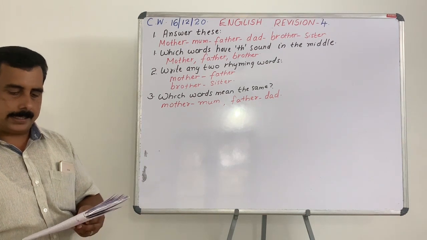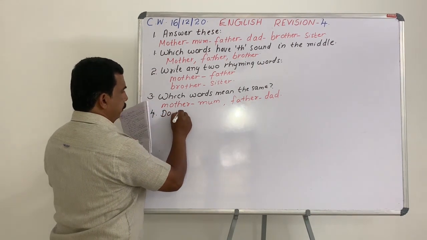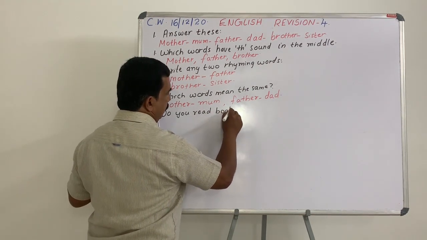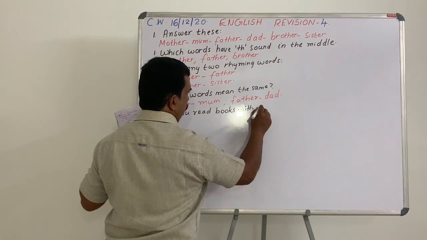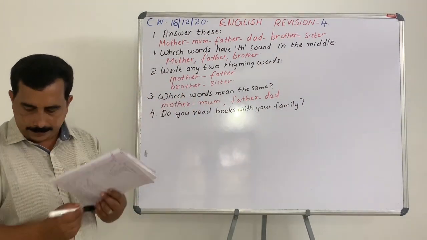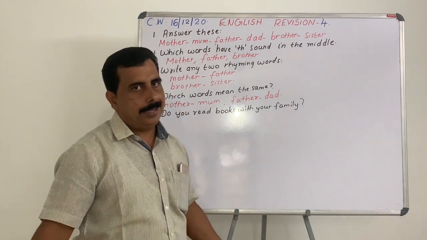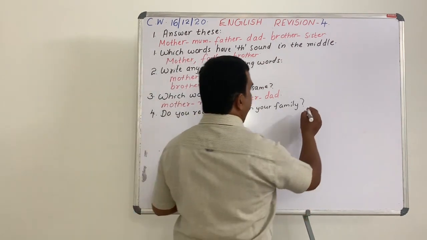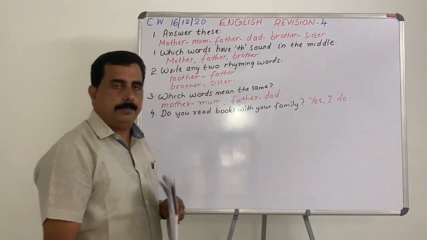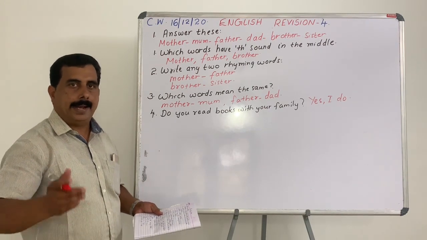Okay, clear, children? Yes. Now next one, easy questions, yes or no type, question number 4. Do you read books with your family? I have very little space, so I'm writing the answer just near. Do you read books with your family, children? Yes, of course you are reading. So, yes, I do. Don't forget after yes put a comma. Yes, I do. Or if your answer is no, how can you say it? No, I don't.